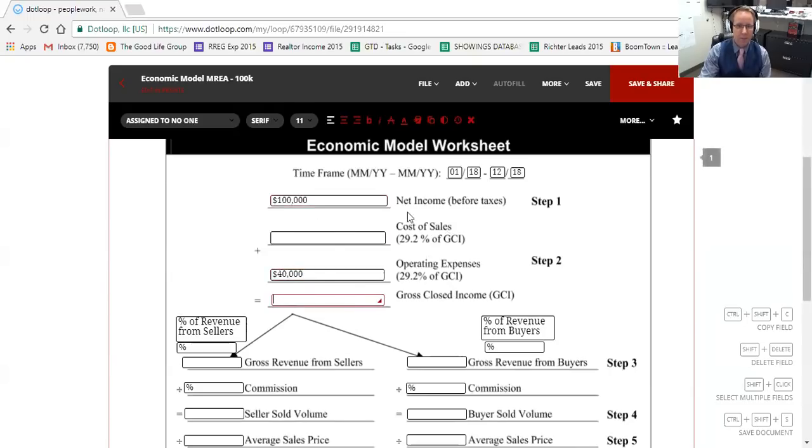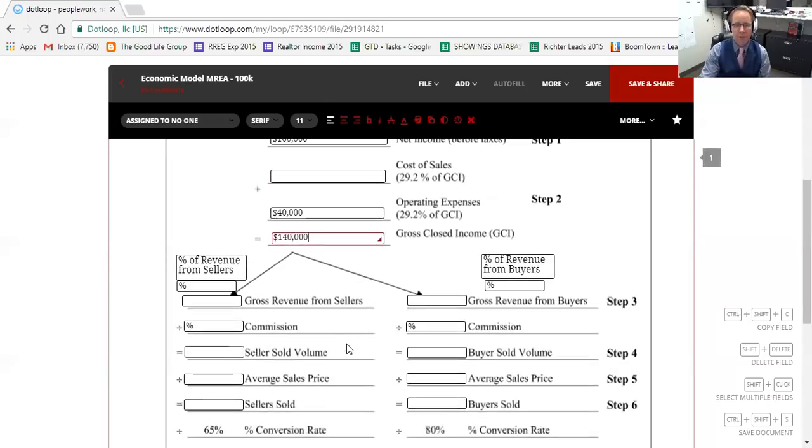Okay. So again, per the model, you'd want to use 29.2%. In this case, we'll just assume $140,000. Again, $40,000 in expenses, and then netting $100,000.